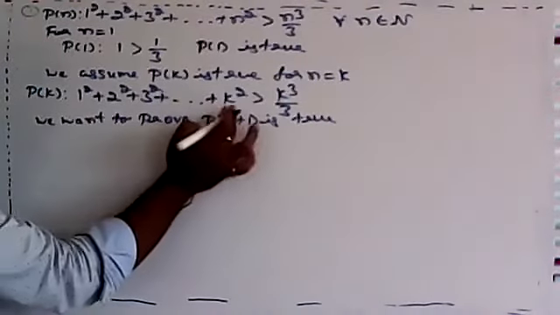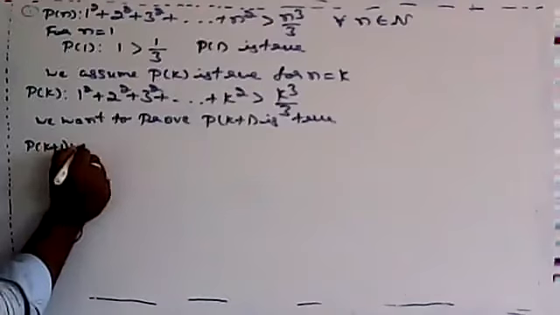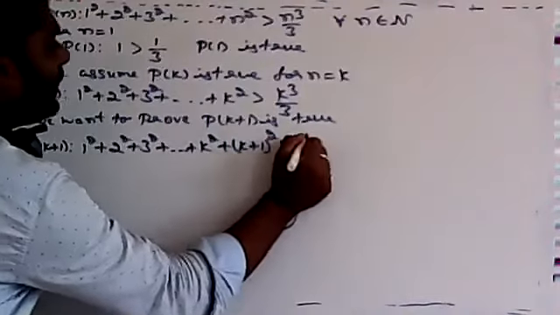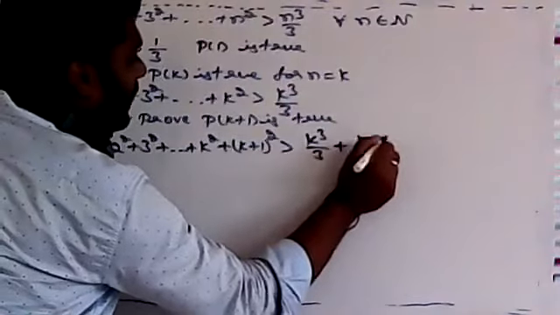So can you tell me what the next step is? Yes, nice, Prithvi. We have to take the k plus 1th term. The kth term is k square, then the k plus 1th term is k plus 1 the whole square. Good. So we'll write P of k plus 1 as 1 square plus 2 square plus 3 square plus so on up to k square plus k plus 1 the whole square, which is greater than k cube by 3, and we have to add here also, that is k plus 1 the whole square. So we have to add on both sides.